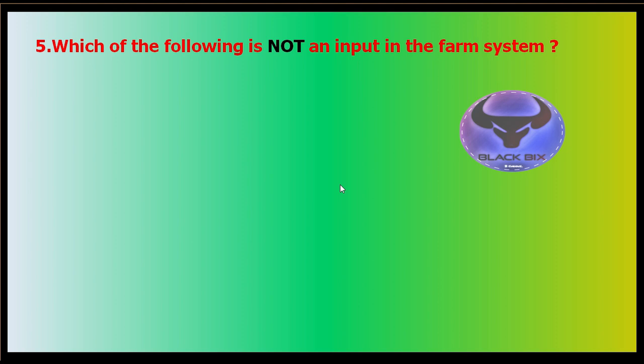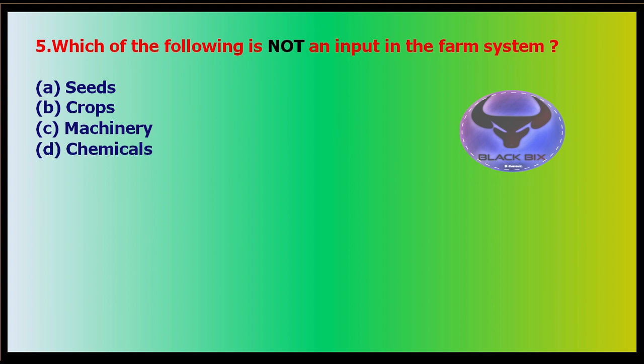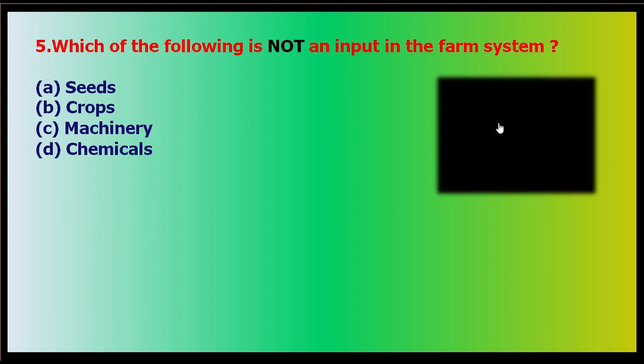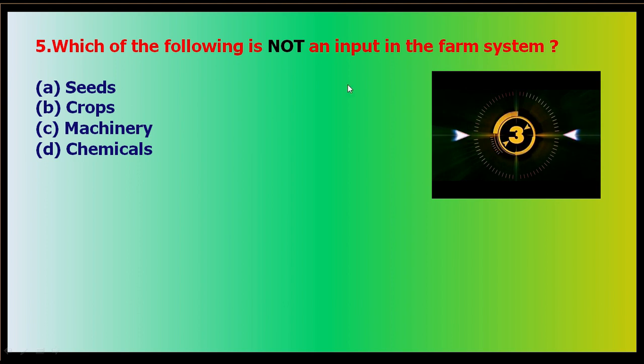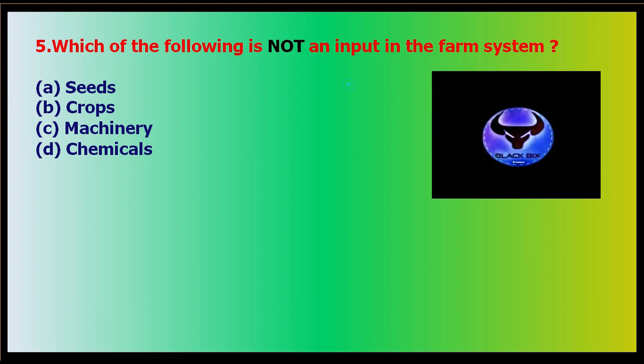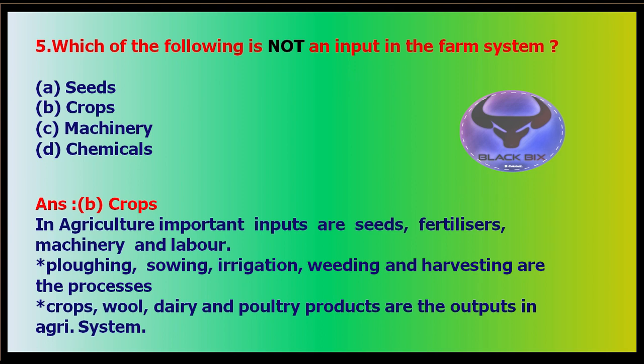This is question number 5. Keep this in mind, in your notes. Which of the following is not an input in the farm system? Farming is a system, and we need the one which is not included as input. Your options are seeds, crops, machinery, or chemicals. And your time starts now. Which is not included as input? 2, 1, 0. And your answer is crops.